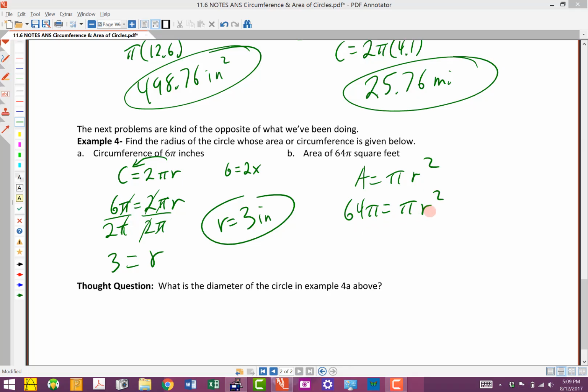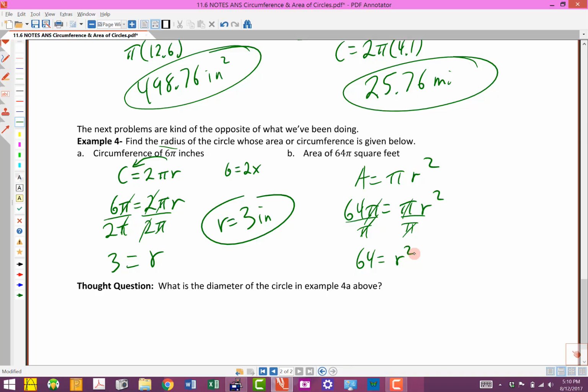Now this is going to take a little bit of thought, but see if you can follow this. This is the variable right here. We want to figure out what the radius is. I mean, it even says that in the instructions, find the radius of the circle. So you'll notice we've got a pi on both sides, so we can do something similar to what we did over here. We can divide both sides by pi. So I'm going to cancel those off, and we get this. 64 equals r squared, or 64 equals the radius squared.